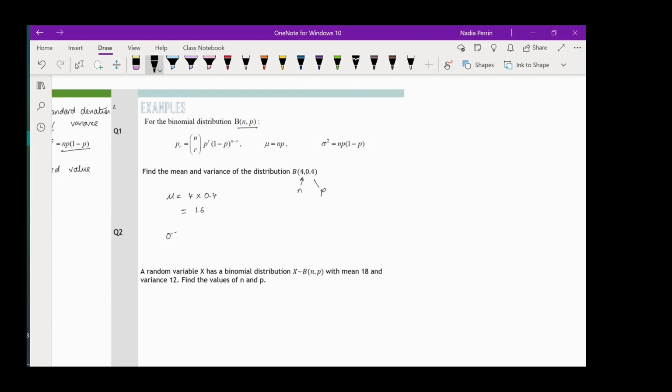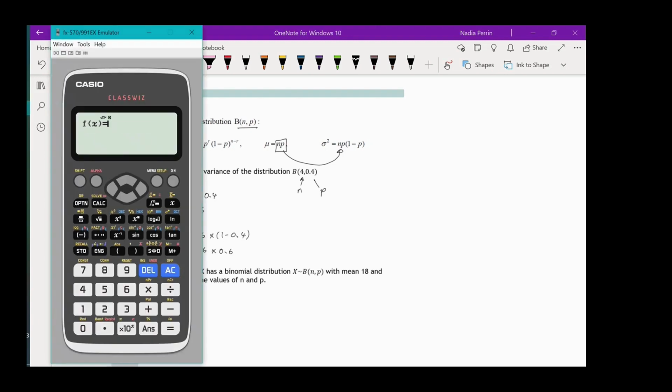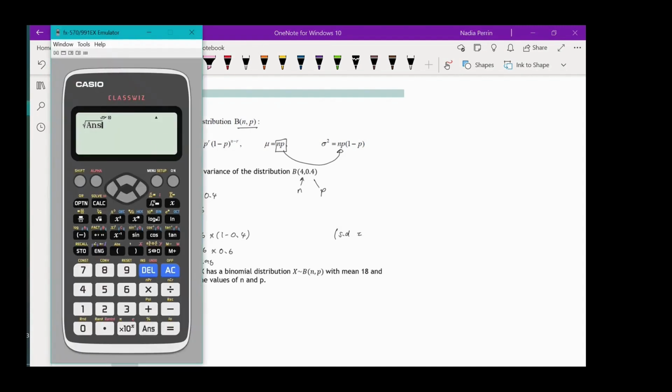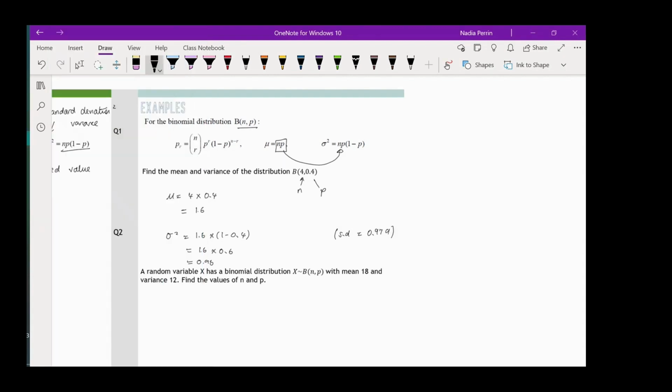When we do the sigma squared or the variance, just notice that it goes NP(1 minus P). So you can literally take this answer and chuck it there. So it's 1.6 times (1 minus 0.4). So 1.6 times 0.6. Oops, 0.6 is 24, so 0.96. And then if it asked for the standard deviation, we would just square root that answer. Square root answer equals 0.979.